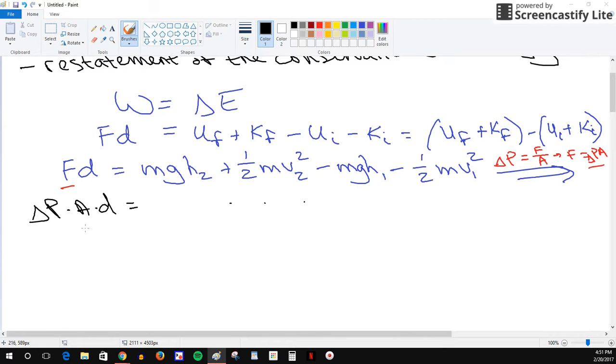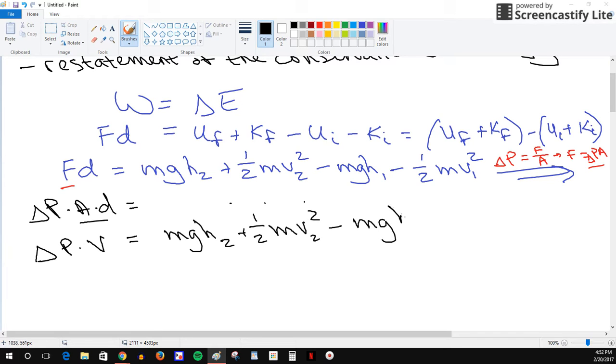Okay, well, what is area times distance equal to? Well, if I have a cross-sectional area and I extend that cross-sectional area across a distance, I achieve a volume, which is equal to P. So now, essentially, what I get is delta P times volume is equal to the right-hand side of the equation, which I'm just going to rewrite here for ease of reference: mgh2 minus mgh1 minus 1/2 mv1 squared.